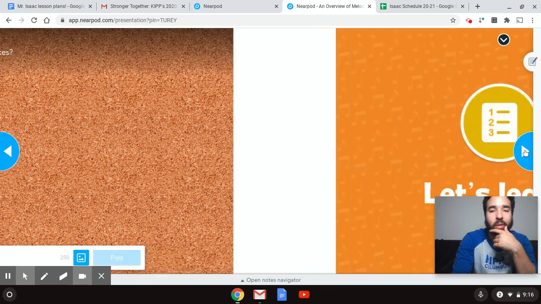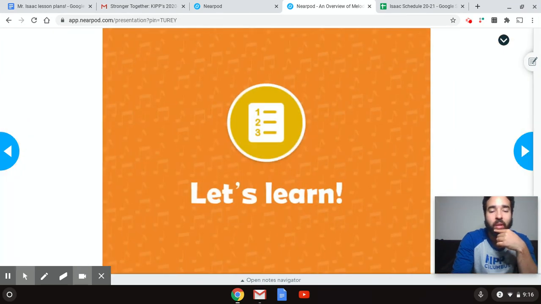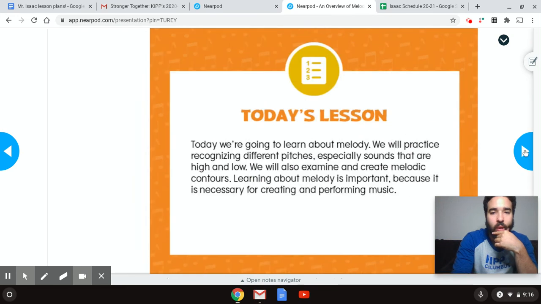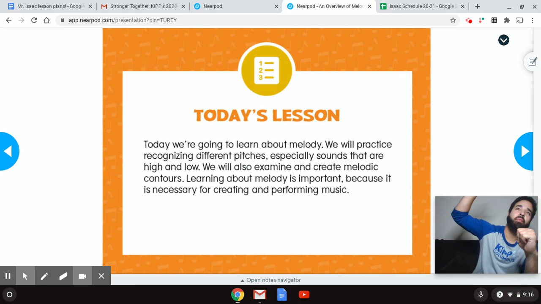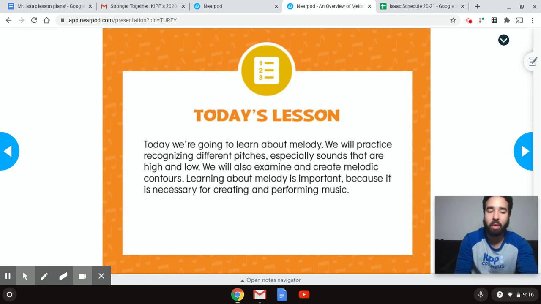Moving on, click next. You should be on the slide that says Let's Learn. If you're not, go ahead and get there. Today's lesson, we're going to continue learning about melody. We will practice recognizing different pitches, especially sounds that are high and low. So we're going to be able to identify when a sound is higher and when a sound is lower, like on the piano.